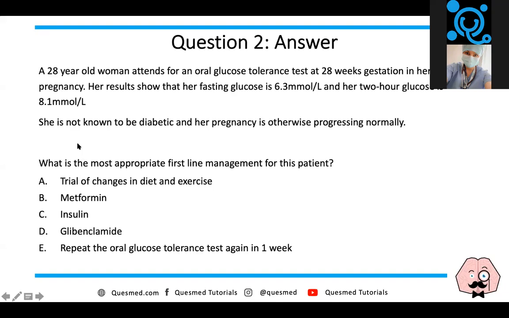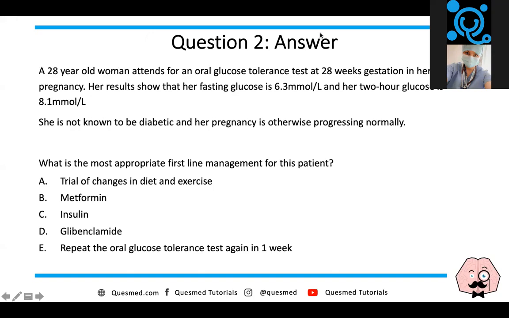So checking back with the question, she's going to have a diagnosis of gestational diabetes here, isn't she? As both her fasting glucose is above 5.6 and her 2-hour glucose is above 7.8, 8.1 at the moment. So because her fasting glucose is under 7, she would be one of these patients that are suitable for a trial of lifestyle advice.